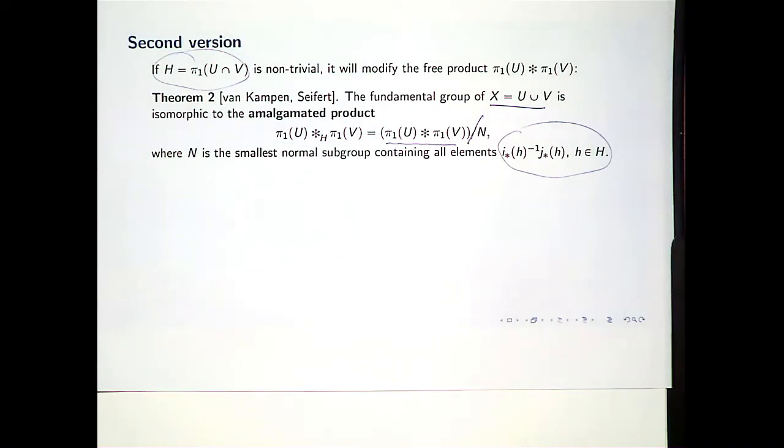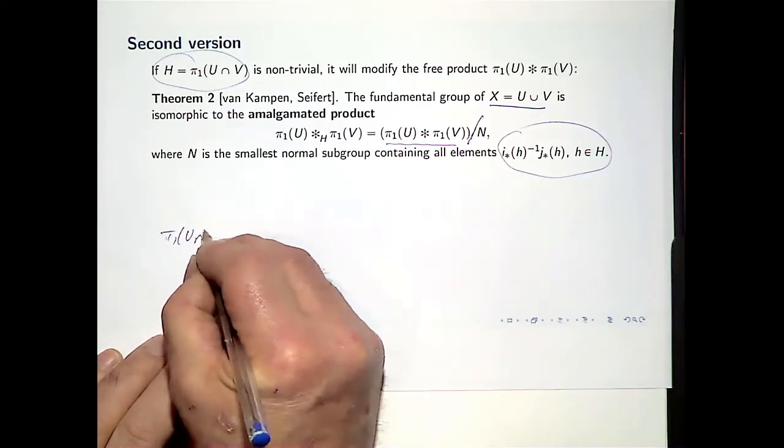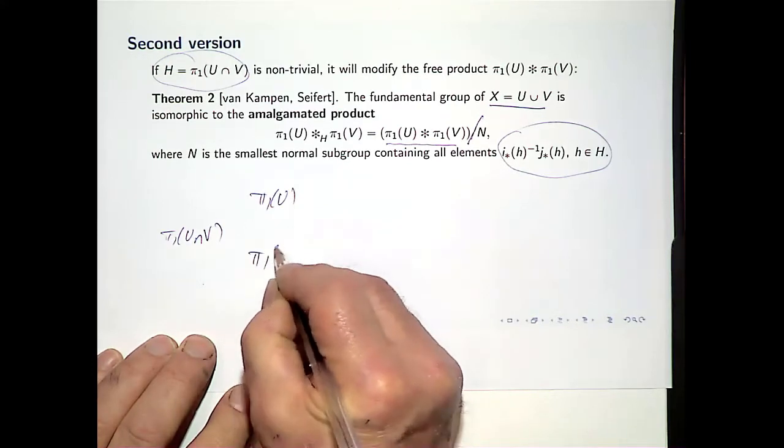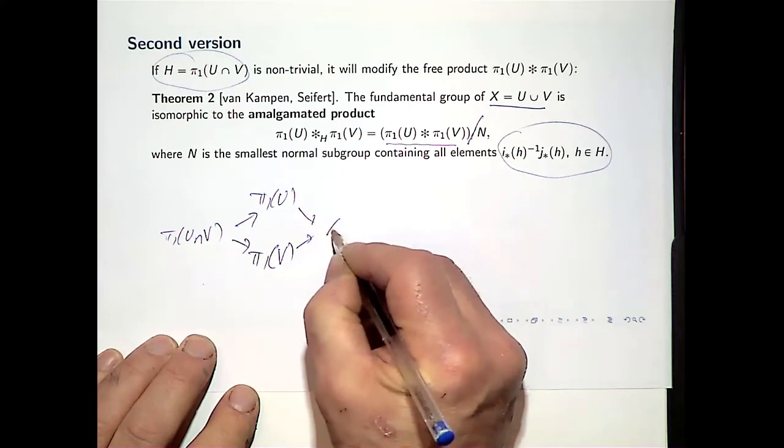Now it's easy for me to state that, but what am I trying to say here? You see, we've got the fundamental group of the intersection. We've got the fundamental groups of the two pieces. And we've got the fundamental group of X, and there are these homomorphisms between them.